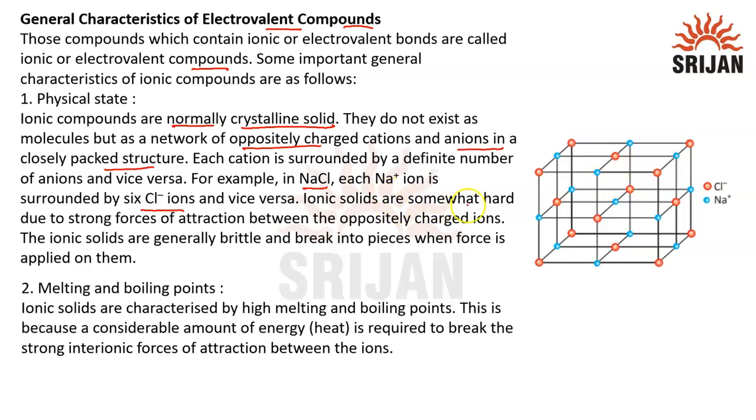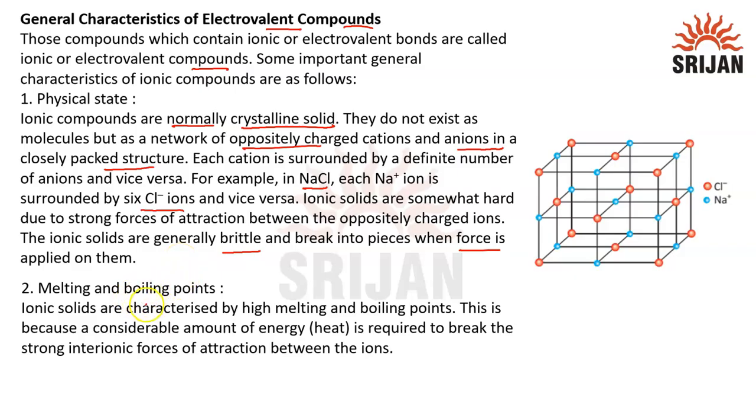Ionic solids are somewhat hard because this structure has strong forces of attraction between the oppositely charged ions. We know electrostatic forces are strong forces. Because of these strong forces, the ions have a fixed position and they are generally solids, but ionic solids are generally brittle and break into pieces when force is applied on them.